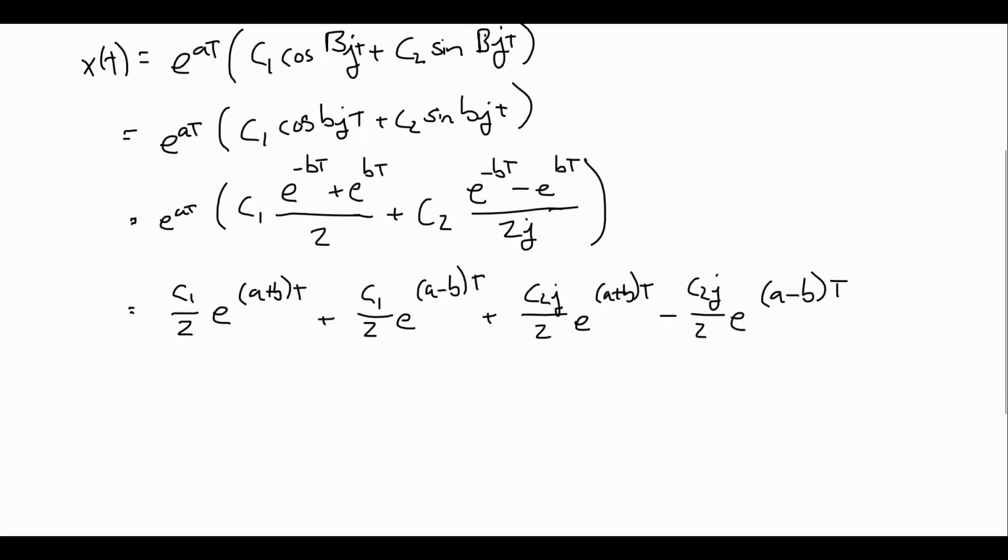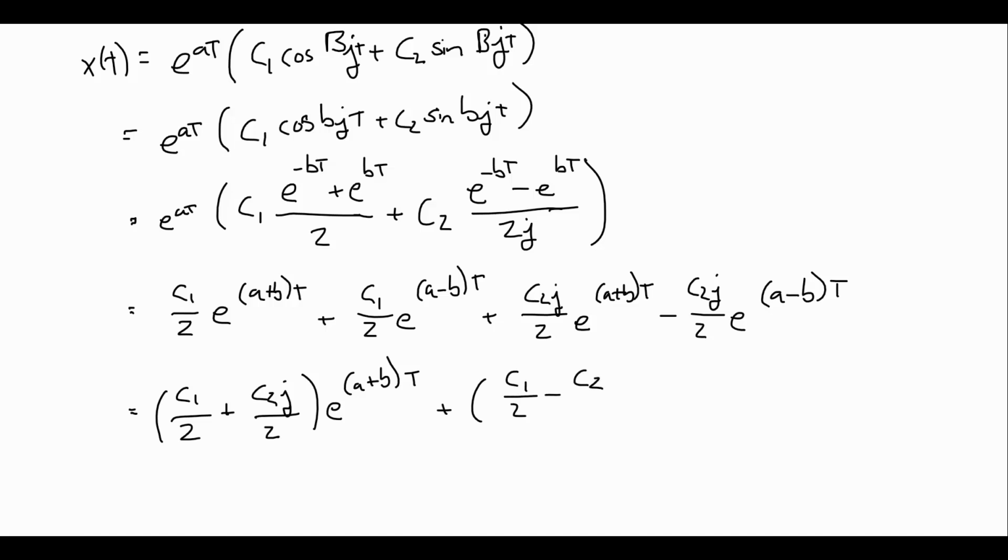The algebra isn't too important. I am going to be, again, doing a little bit of hand waving in the setup of this just to show what we have. All right, so what do we have here? I have an e to the a plus b t term. I have 2 of those, and an e to the a minus b times t term. I have 2 of those. So I'm actually going to factor that out. So I have a c1 over 2 plus a c2 j over 2 e to the a plus b times t, plus I have a c1 over 2 minus a c2j over 2 e to the a minus b times t.